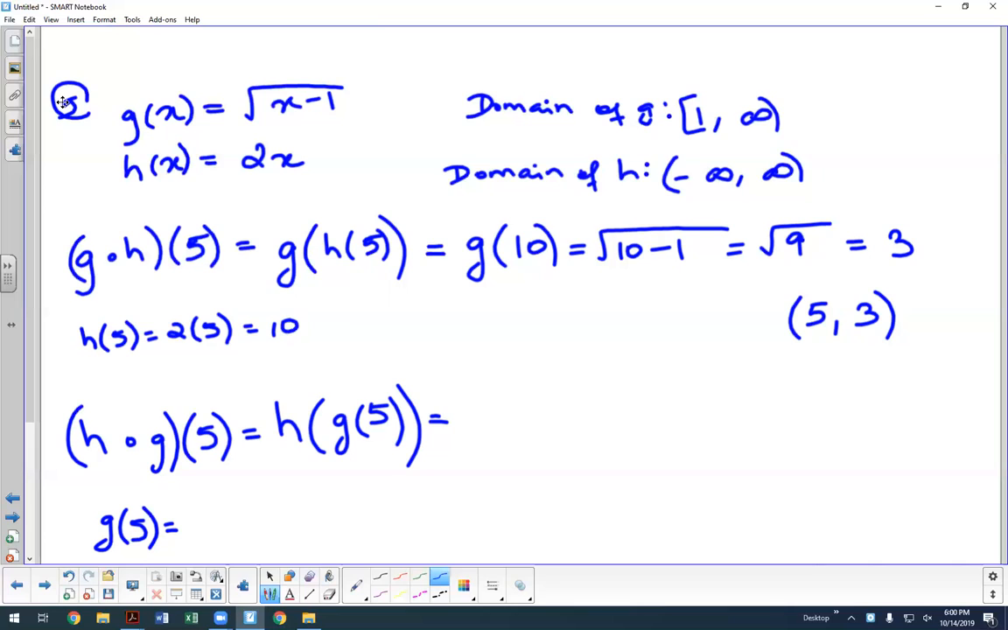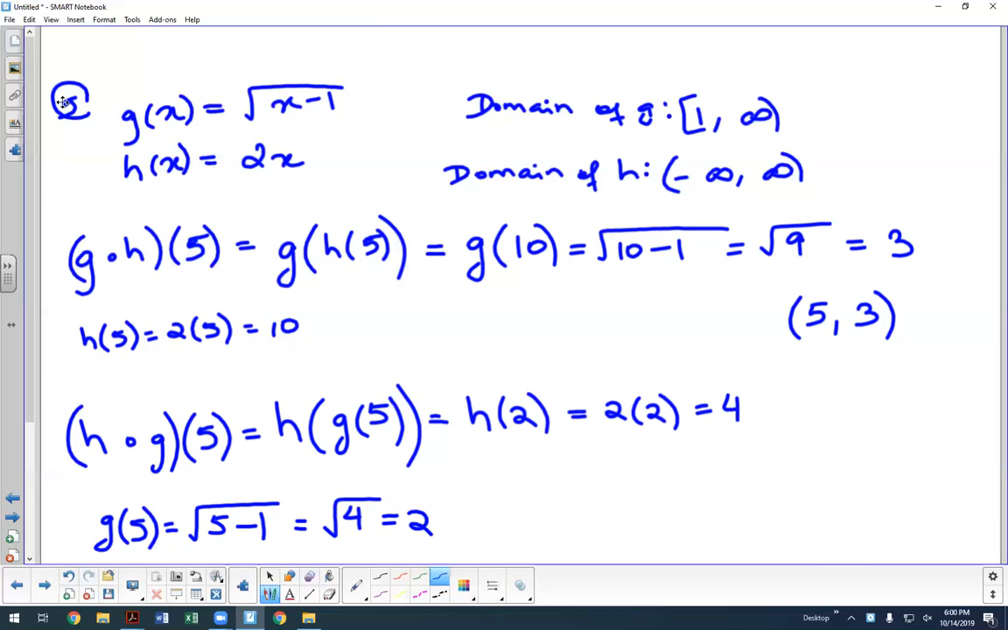G of 5 means you're going to the g function. That's going to be square root of 5 minus 1, of course, square root of 4, which ends up giving you 2. Now this 2 becomes the input for the h function, so that's going to be h of 2. H of 2 comes out to be 2 times 2, which gives you 4. So did you stop here? Yeah? Okay. So obviously we started out with the 5 and we ended with the 4.